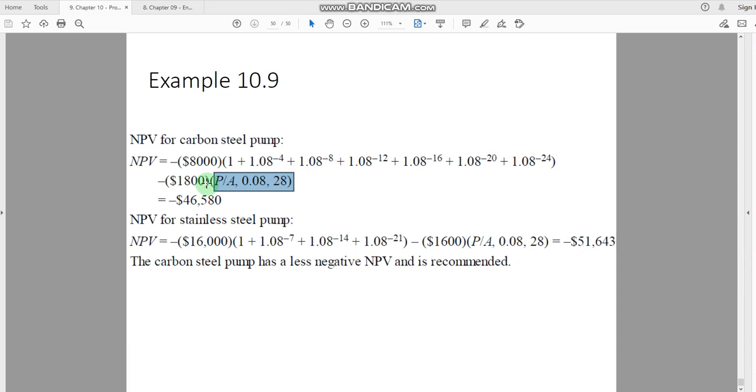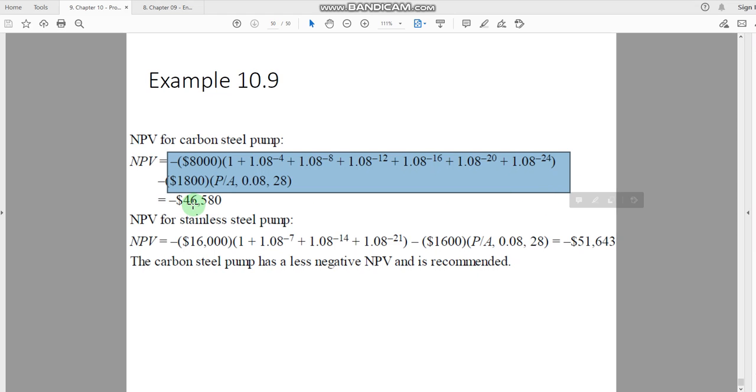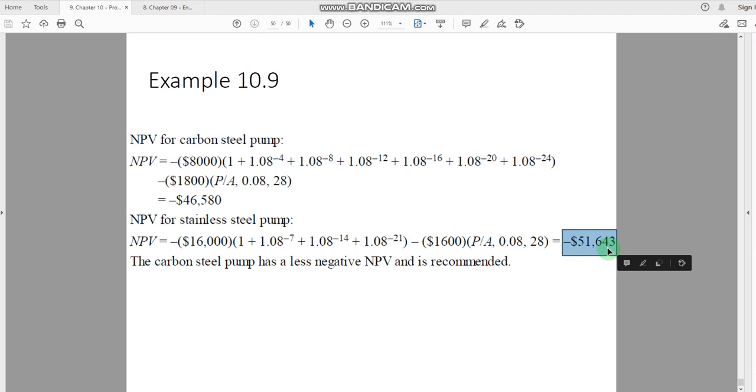So it will be the factor here. Now you can add all of these things together to get the total value for the net present value, that will be equal to minus $46,580. Okay, so the same thing you have to do with the stainless steel pump. And for the stainless steel pump, the value that you have evaluated here is minus $51,643.